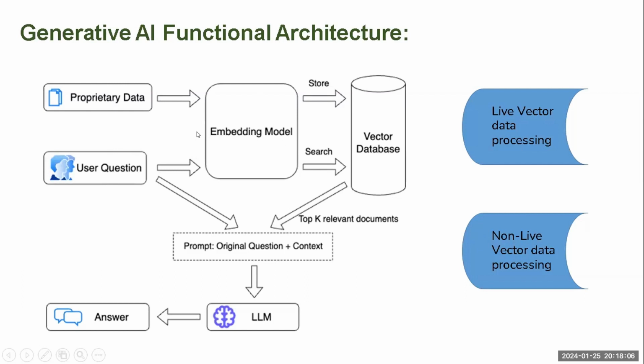Generally, the most famous one is ADA 002. By passing data to the embedding model, we convert it into vector format, and then we save it in the vector database. Now, if any user asks a question, that question will also get passed through the embedding model, so the question gets converted into vector format. Then we search for the answer to that question in the given vector database.